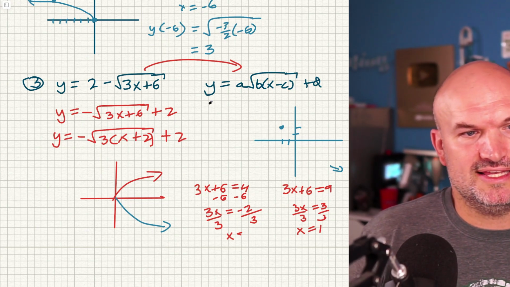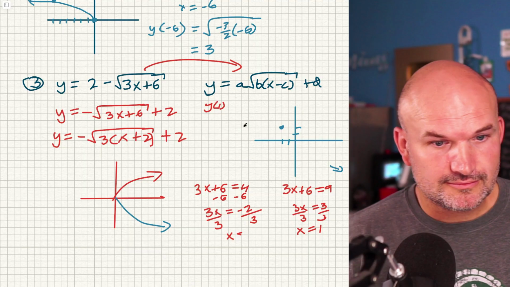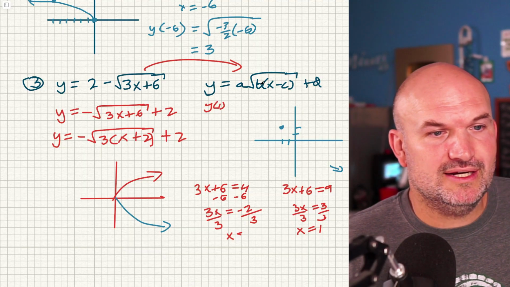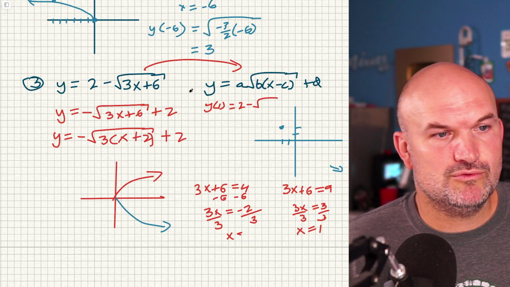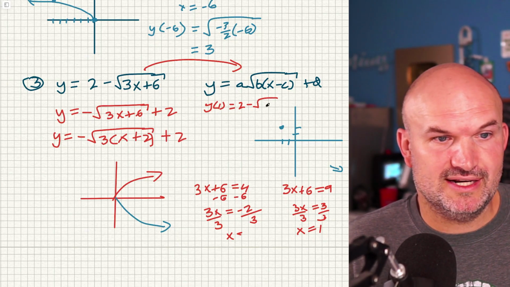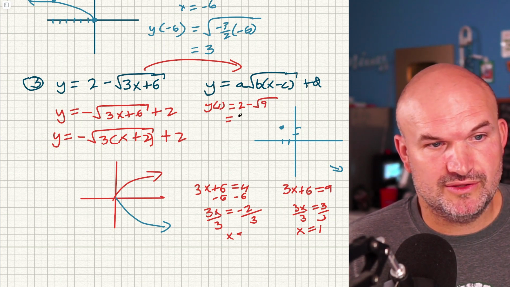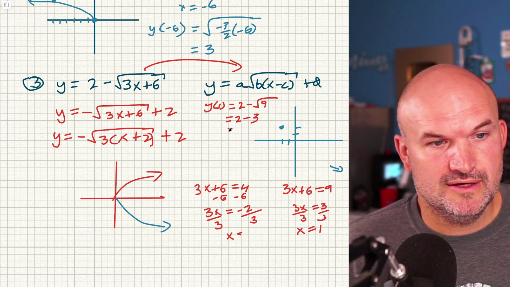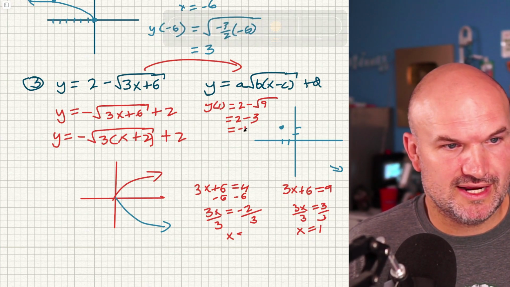So if I go ahead and calculate what happens when I plug in y sub 1, y sub 1 here is going to be 2 minus the square root of 3 times 1, which is 3. 3 plus 6 is 9. Square root of 9 is going to be a 3. So therefore, that's going to be 2 minus 3. Y equals negative 1. I don't know why I typed it like that. Y equals negative 1.